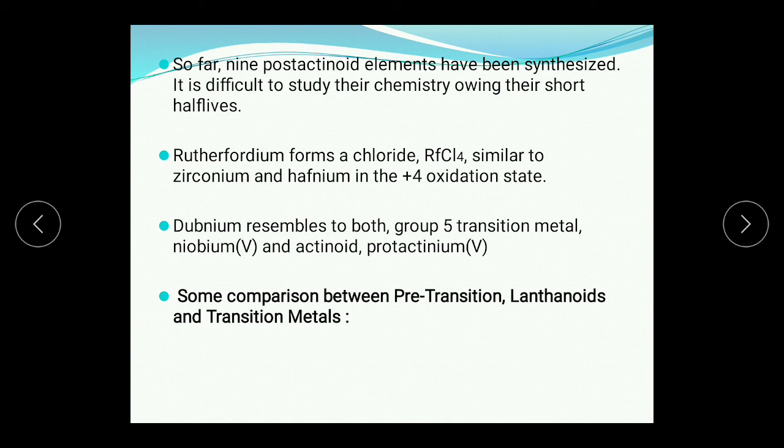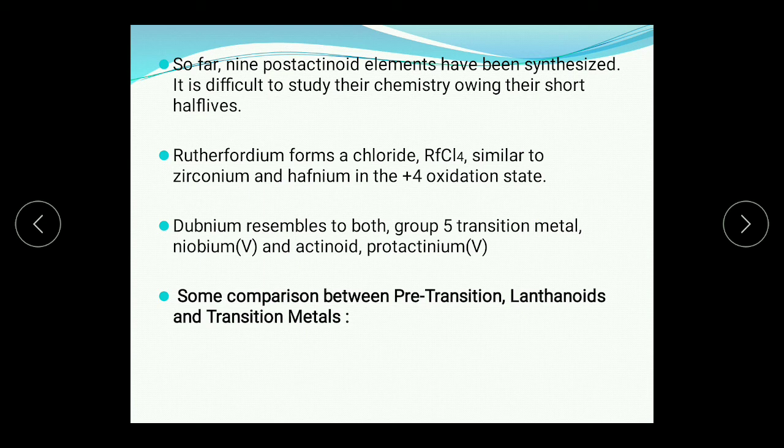Out of these elements, Rutherfordium, named after the scientist Rutherford, forms a chloride, RfCl4, that is Rutherfordium tetrachloride, similar to zirconium and hafnium in the +4 oxidation state. RfCl4 means Rf has the +4 oxidation state. So, of the postactinoid elements, Rutherfordium, like zirconium and hafnium, forms a chloride with oxidation state +4.